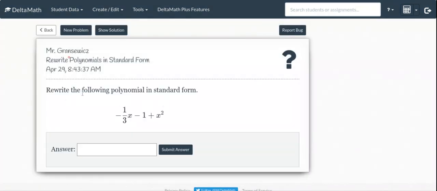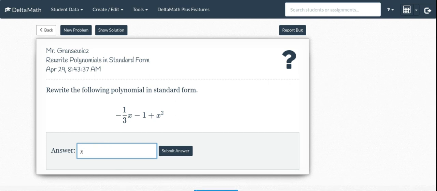So let's take a look, rewrite the polynomials in standard form. So all you're looking to do is find the highest exponent and put that first, and then in decreasing order from there. So it should go x squared and then minus 1/3 x minus 1. This negative 1 is the constant term. Okay, so let's just do x squared. So x caret 2. You got to press over to get out of the exponent.